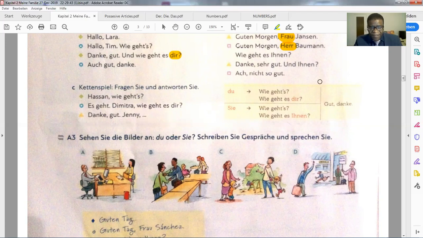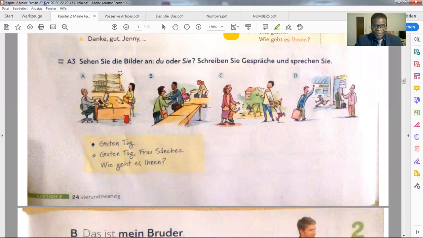the grammatic, how it goes and how things change. Du, informal. Wie geht es dir? Then you can answer gut danke. With Sie means respect, remember? Wie geht es Ihnen? Still response is gut danke. Or any of the above. If you are not okay, don't say gut danke. Okay. You say nicht so gut. Here we go.